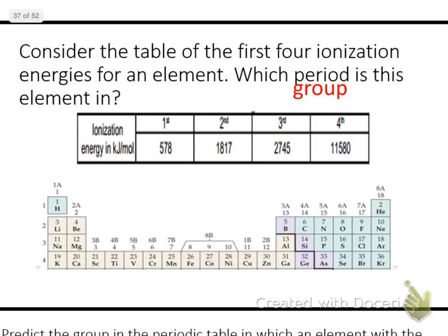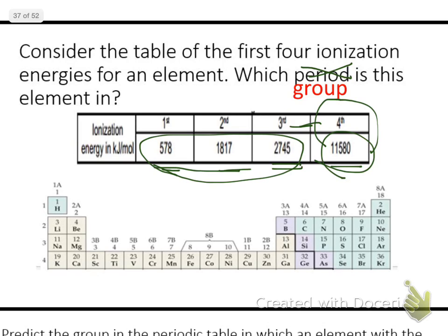Okay, so there's a little typo on this part in your packet, so if you could fix it. Consider the table of the first 4 ionization energies for an element, and the question is which, and this should say group, not period, is this element in. So if I go from 578 to 1817 to 2745 to 11580, where is the big jump? Answer that question first. Is it between the first and second, second and third, third and fourth? Okay, so if you said it's between the third and the fourth, then you were right, which means not so hard to remove the first 3 electrons, much more difficult to remove the fourth, which means I must have 3 valence electrons, which means 1, 2, 3. So it must be in group 13.